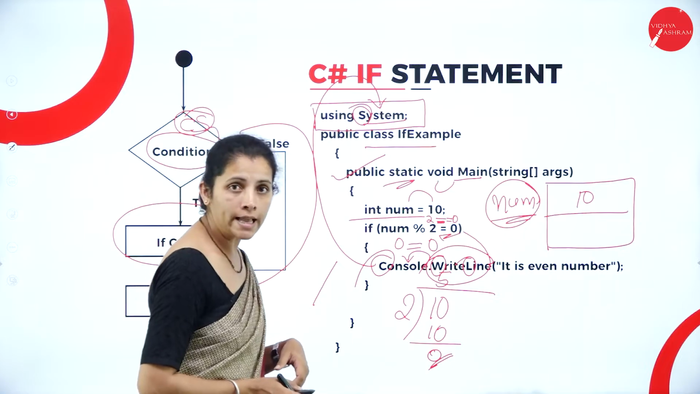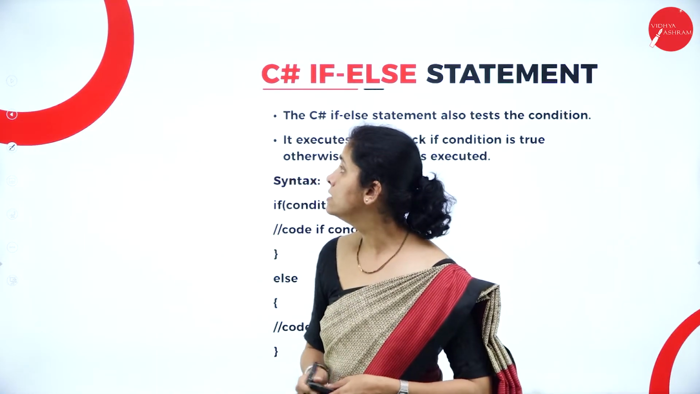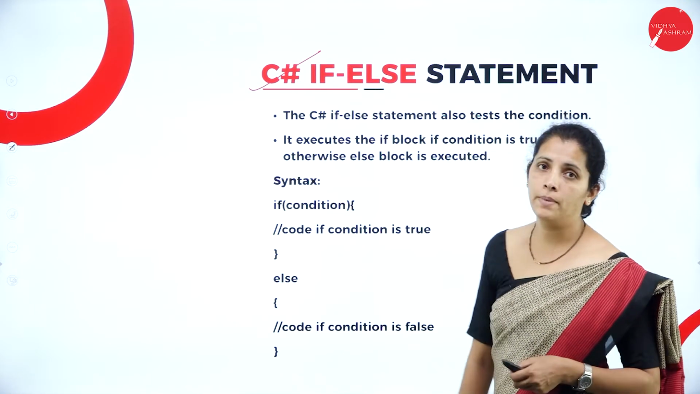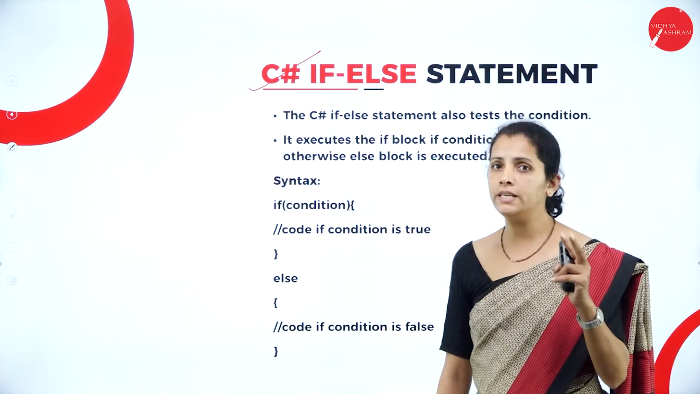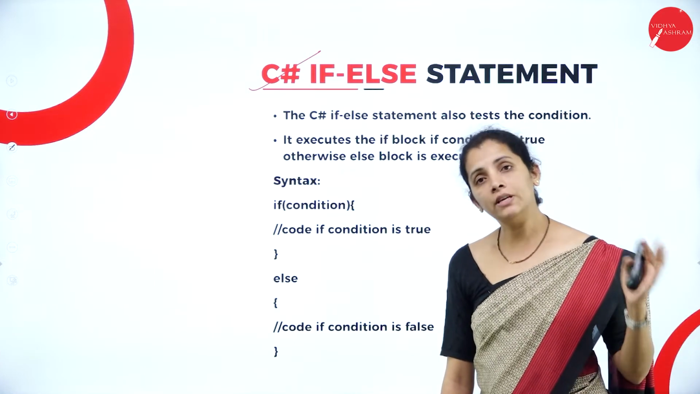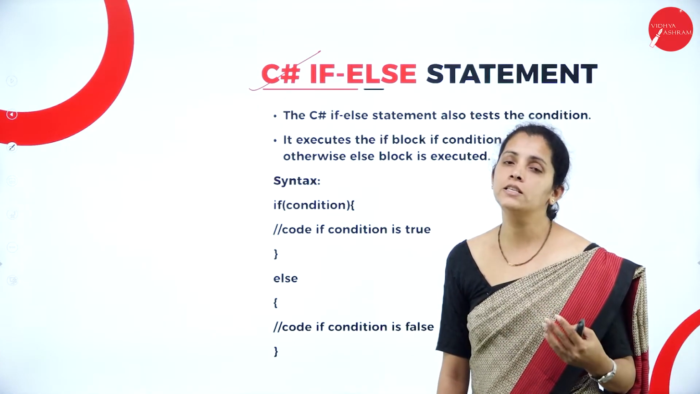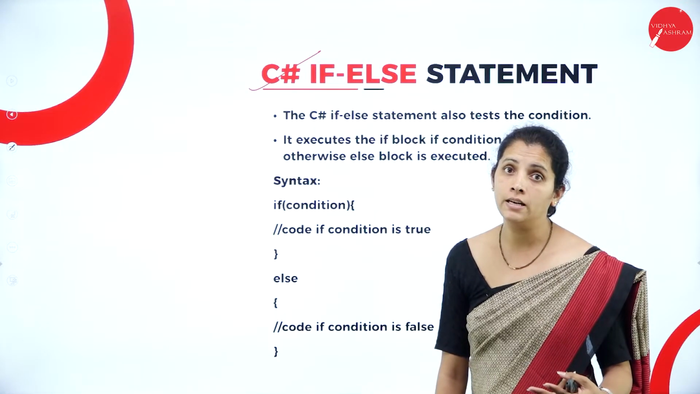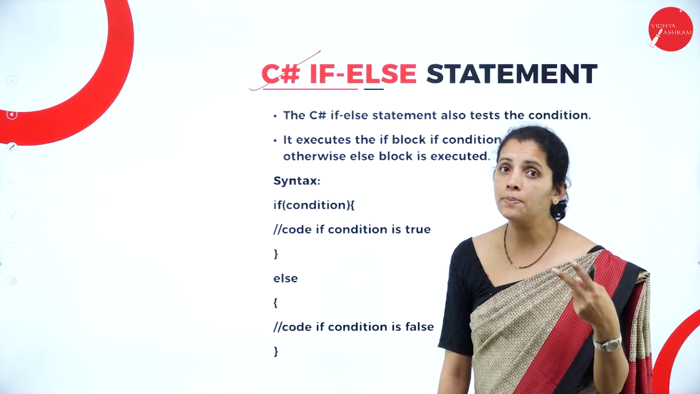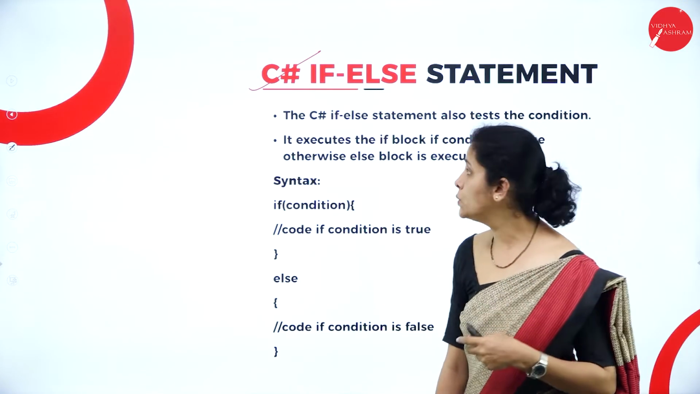Now I have my second type, that is the C# if else statement. So I have two possibilities. If the condition is true, execute the first statement. If the given condition is false, then execute the next statement. That means what is written in the else part is going to execute.